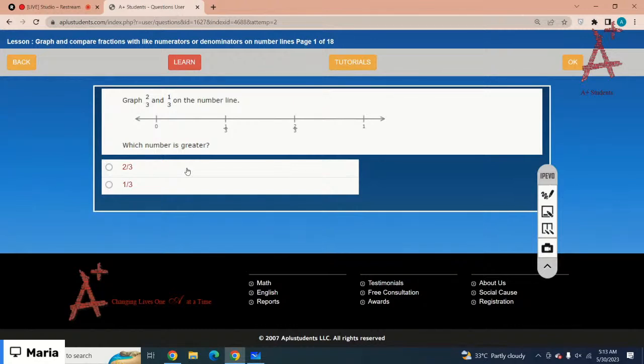Which is greater? The one that is farther than 0 is the greater one. So which is farther than 0? 1 by 3 or 2 by 3? Which is far from 0? Here is 2 by 3 and 2 by 3 is far from 0. Got it? Not the hard one, just understand the concept. The one that is near to 0 is the smaller number and the one that is far from 0 is the greater one. So 2 by 3 is the greater one.